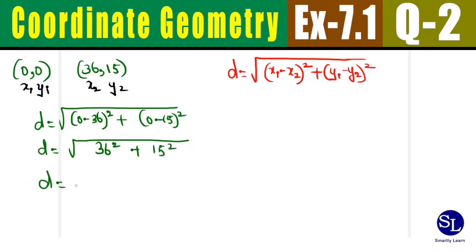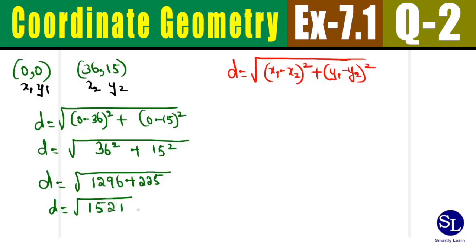So d is equal to square root of 36 squared is 1296. 15 squared is 225. So d is equal to square root of 1521. Now let's find out the square root of this number by doing long division.